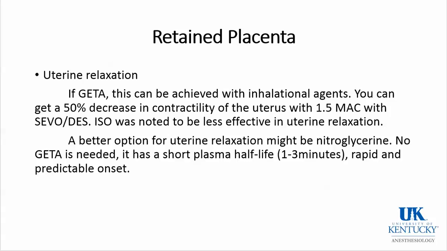During retrieval of retained placenta, the obstetricians are going to have greater success if you're able to achieve uterine relaxation. If general anesthesia is given, you can use your inhalational agents to allow for adequate uterine relaxation. By achieving 1.5 MAC with either sevoflurane or desflurane, you can get a decrease of about 50% in contractility of the uterus. A better option for uterine relaxation in a patient that is not undergoing general anesthetic might be nitroglycerin. It has a short half-life of 1 to 3 minutes, and it also has a rapid and predictable onset.